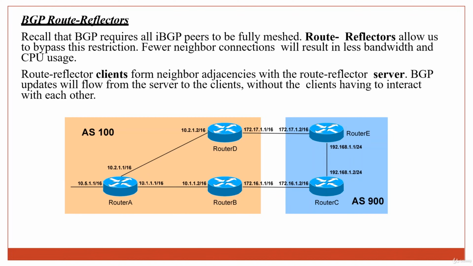Now, with the IBGP full mesh approach, we are consuming more bandwidth, more processing and cycles. Why? Because we have more BGP neighbors, correct? If you have more neighbors, more control packets will be sent and received to maintain the BGP state or BGP neighbor tables, correct? So one thing we can do is use a route reflector.